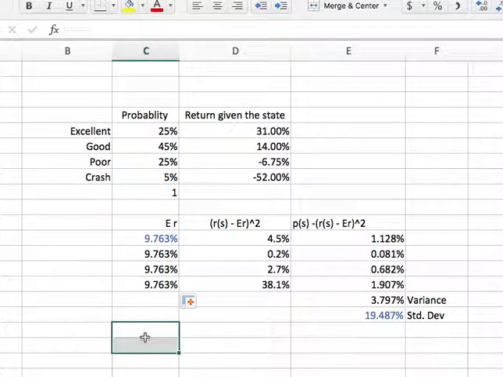In addition to that, we have to do this other formula, which is eventually we want to get to this, which is the probability of state times the return of the state minus the expected return squared.